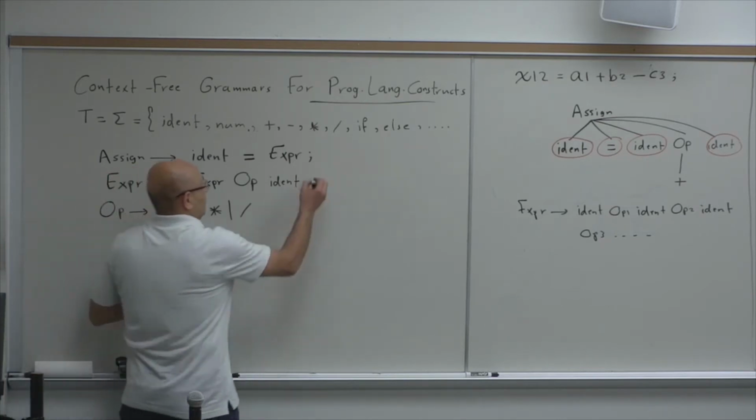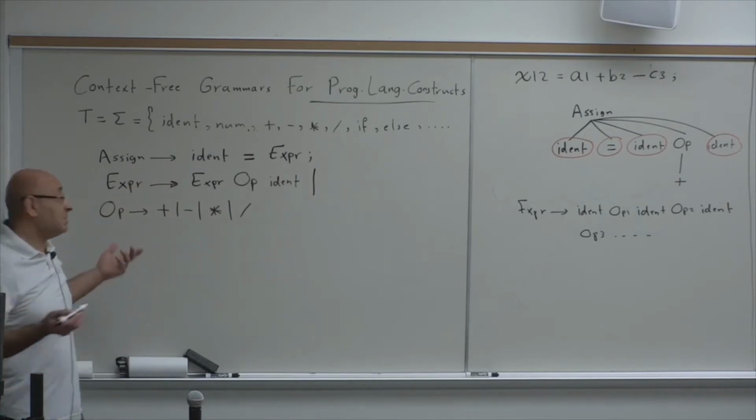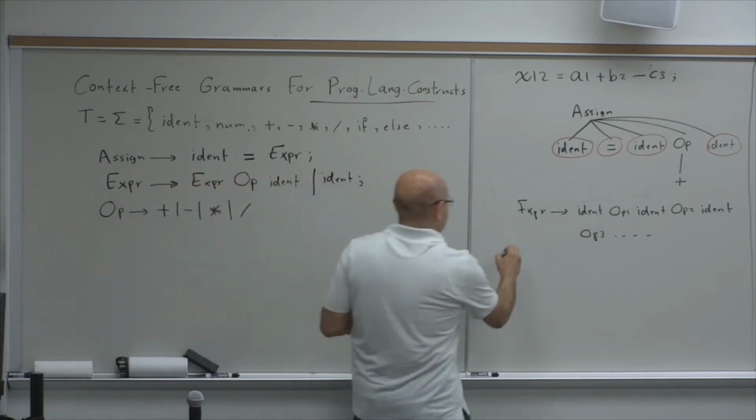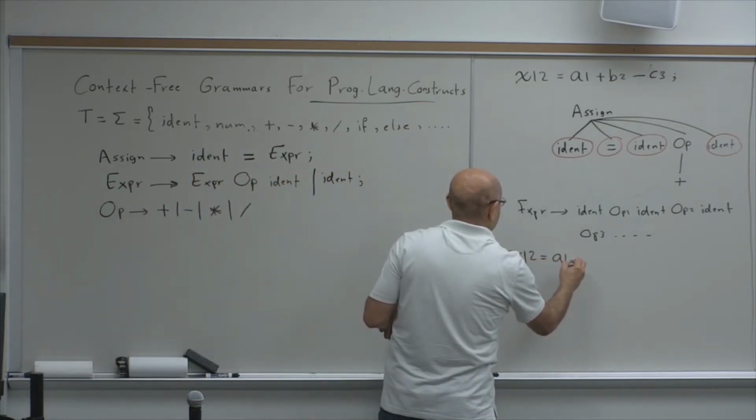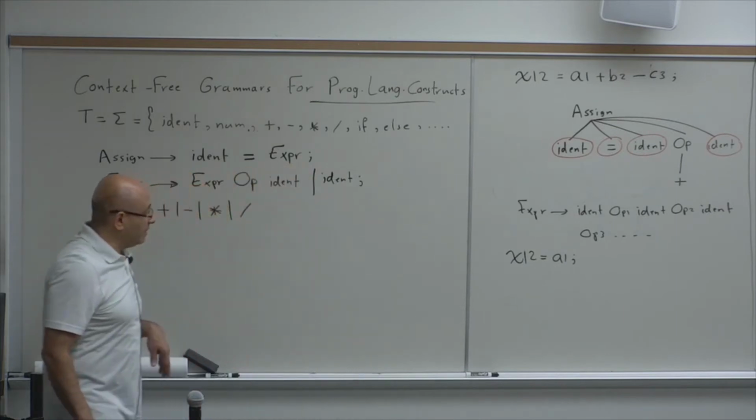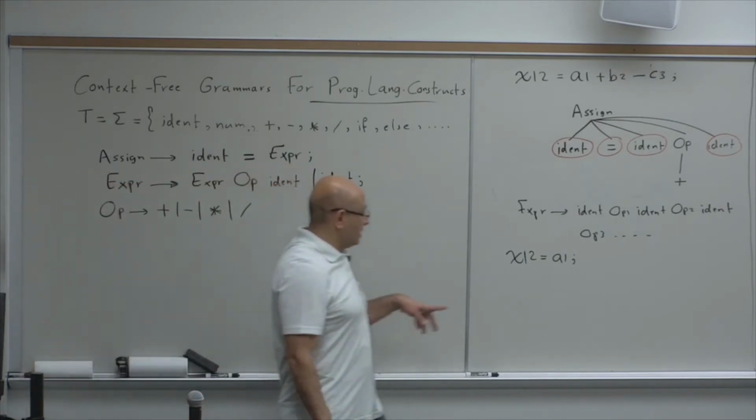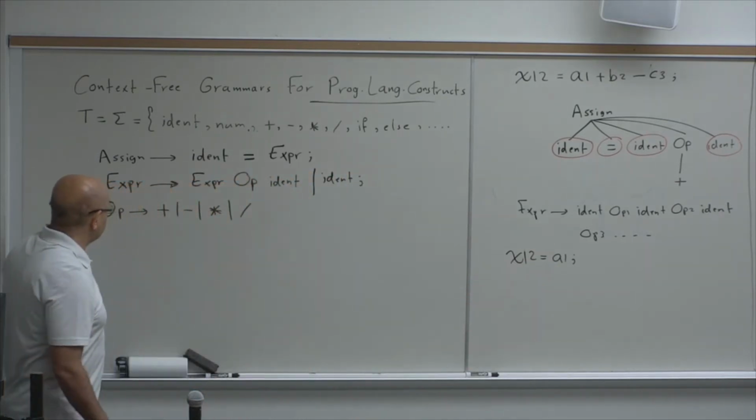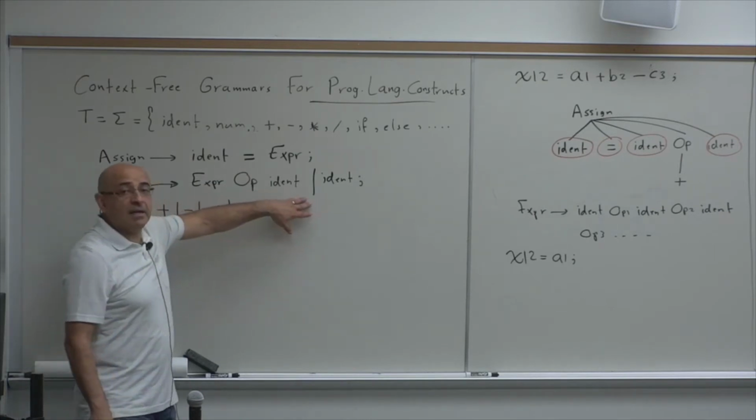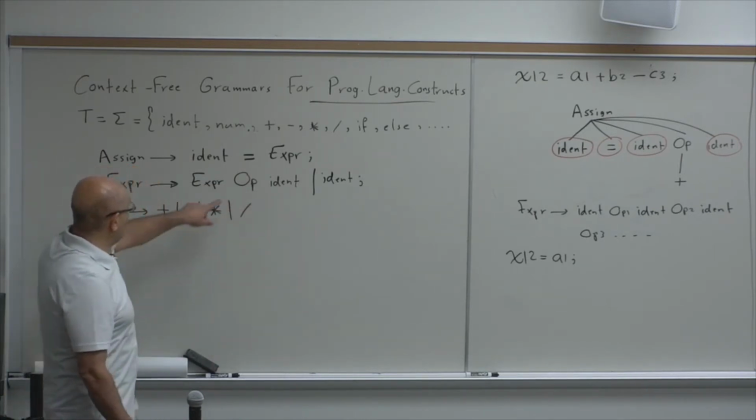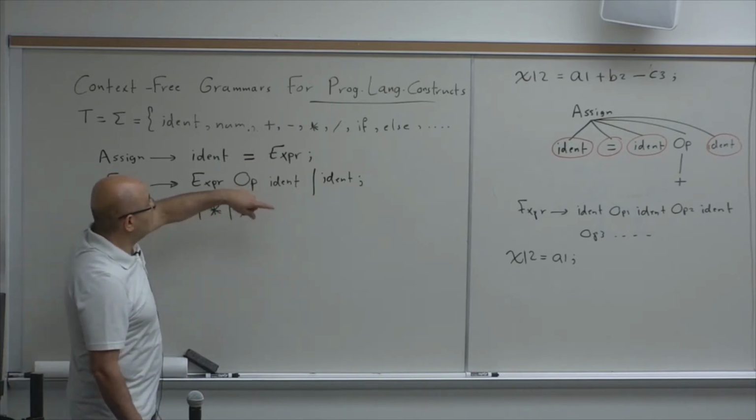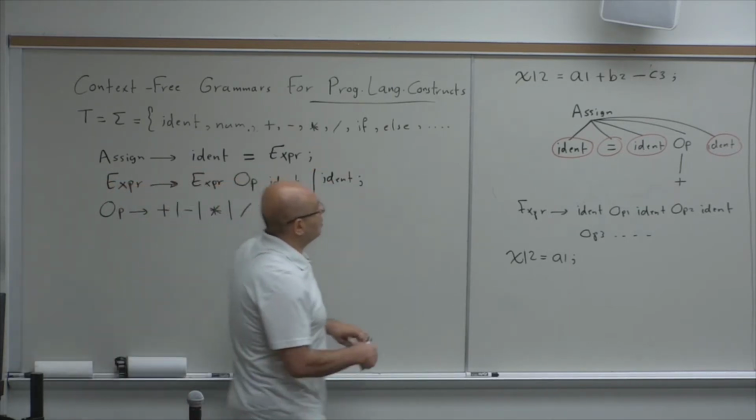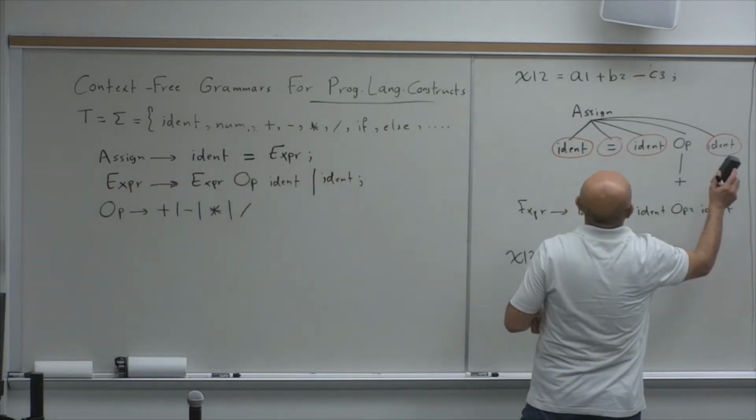And the base for this recursion can simply be what? Identifier, right? So you can have x12 equals a1. And this is valid, the simplest expression will have only one identifier in it, right? But this will allow us to have as many identifiers and as many operations as we want. So let's try to use this now to do the derivation for this assignment.